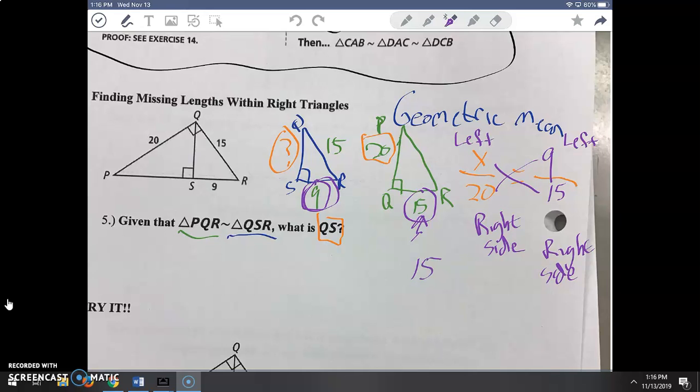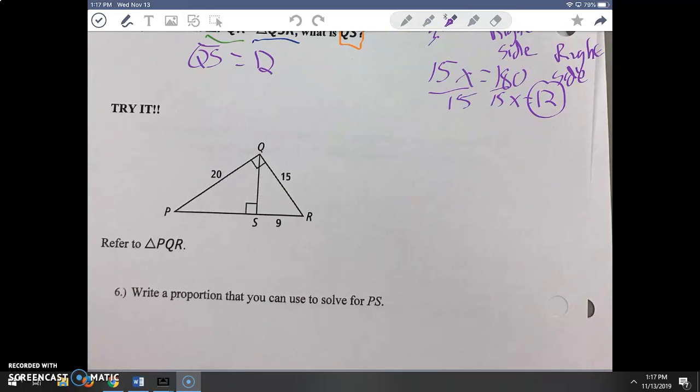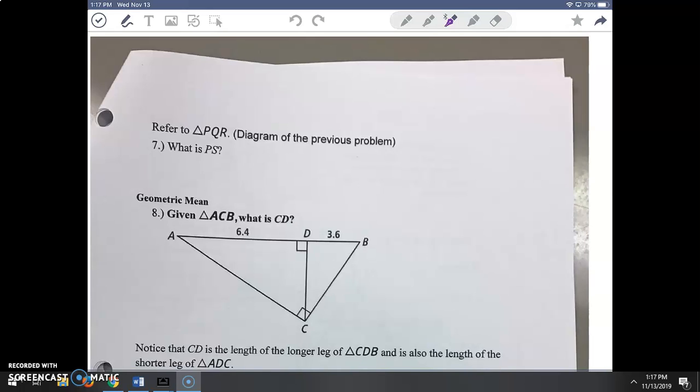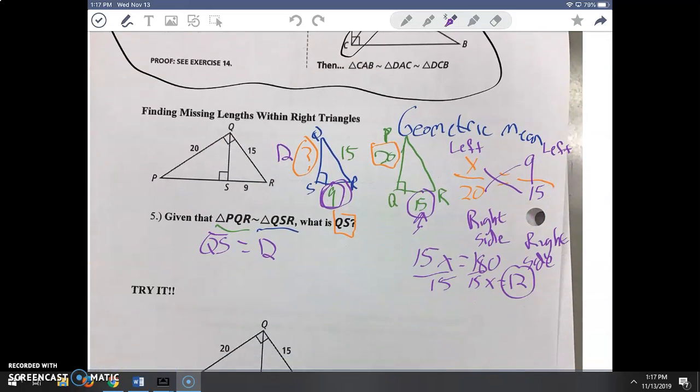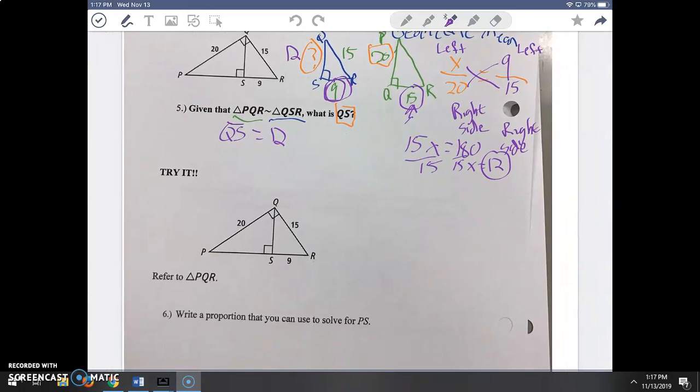We end up with 15x equals 180. Then divide both sides by 15, and you end up with 12. So QS equals 12. Now you try it on number 6 and 7. Try 6 and 7, and then I'll pause it, work it out, and come back.